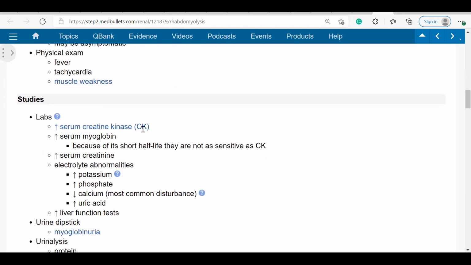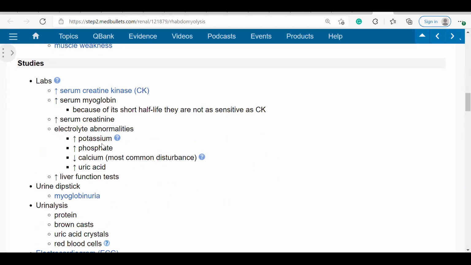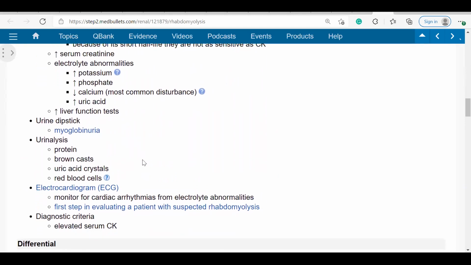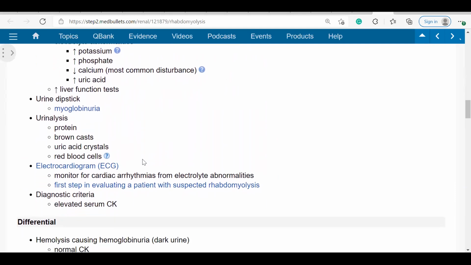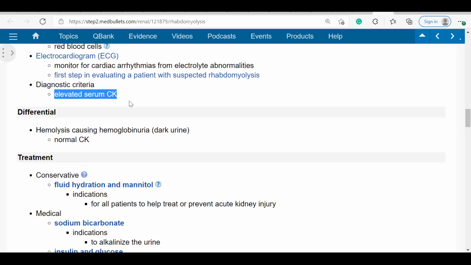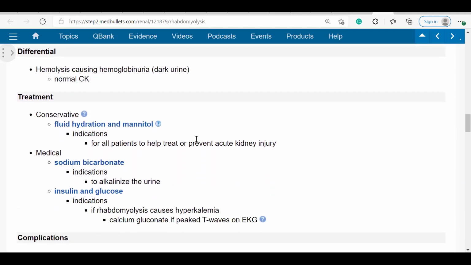In the lab, you will get a very high serum creatine kinase. You can get kidney failure features. So urea and creatinine will be high, myoglobin will be high, potassium will be high. Okay, so these are important. In the urine dipstick, you can get myoglobinuria also. The diagnostic criterion is elevated serum CK.